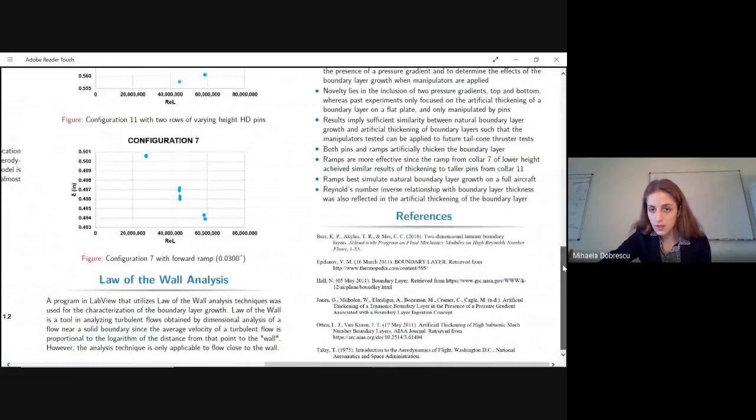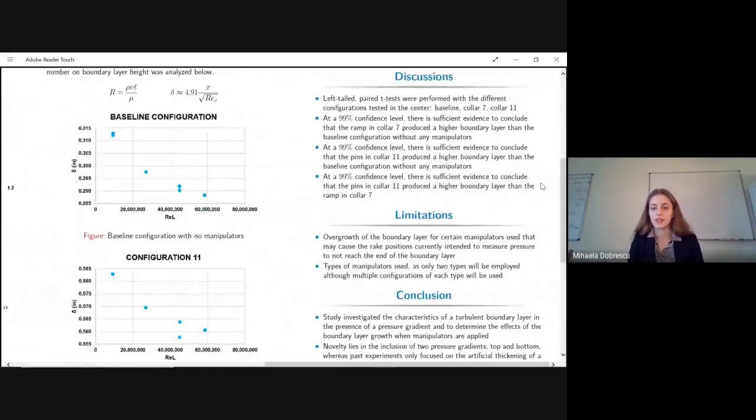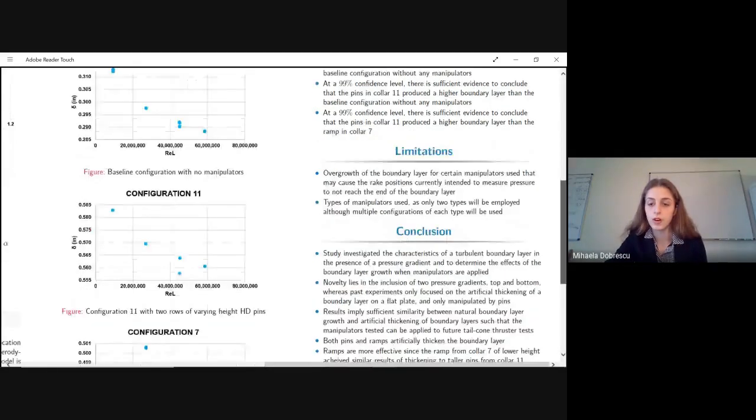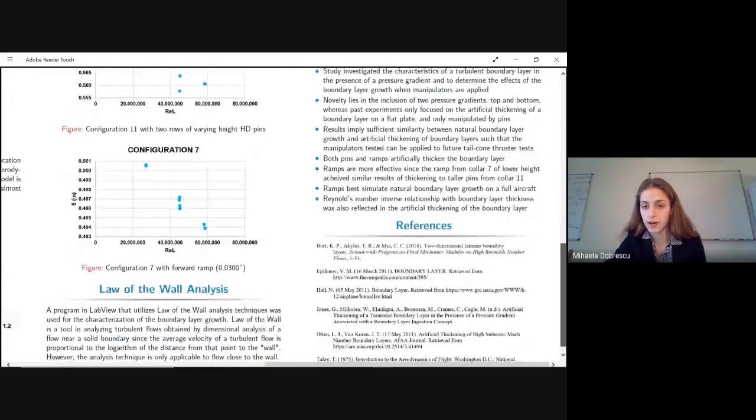Lastly, there are some limitations in the fact that the rakes were maybe not tall enough to capture all of the boundary layers, such as the bottom, as I already mentioned, and also the types of manipulators used, because we did use 15, which is a lot. However, we only used ramps and pins. However, at a 99% confidence level, there would be sufficient evidence to conclude, as I already stated, that both ramps and pins would simulate natural growth of a boundary layer.